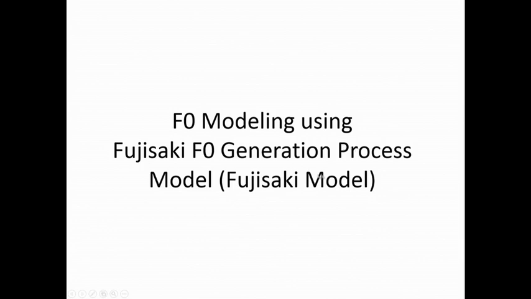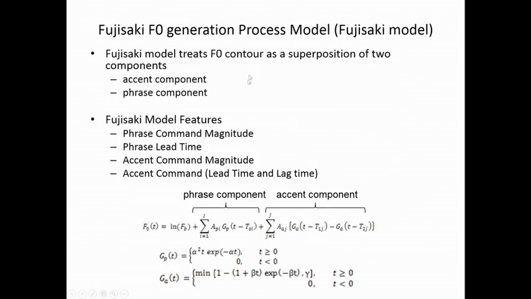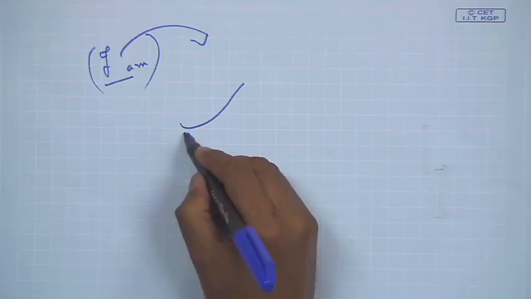Then the F0 model, the Fujisaki generation process model, we have done. As I already explained, the spectrum information and duration information we train from the HTS engine, and we extract the F0 contour and modify it based on the accent command or phrase command by the Fujisaki model, and then we synthesize the speech. In this case, the accent component and phrase component rules have to be generated. If this is the Fujisaki equation, you see the phrase component and this is the accent component. The phrase component magnitude and phrase lead time are required, if the original phrase boundary is here where it started. So that lead time is required.